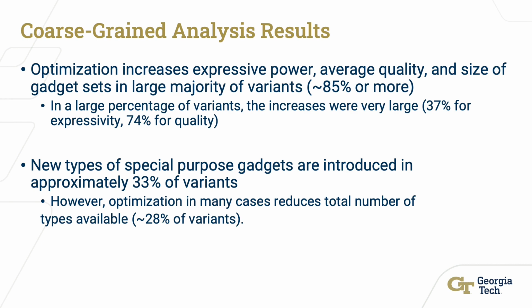Special purpose gadget populations, on the other hand, were not as significantly impacted. We observed introductions in approximately 33% of variants. However, we also observed a total reduction in the number of gadget types available in 28% of variants.